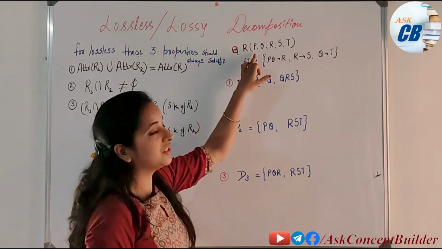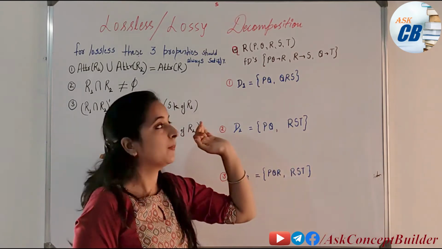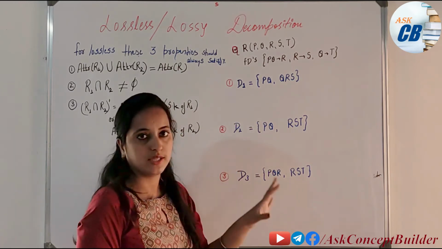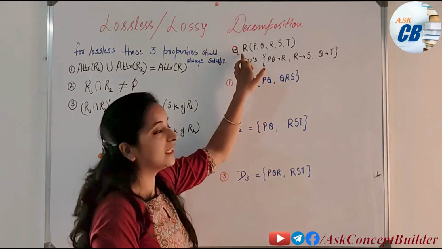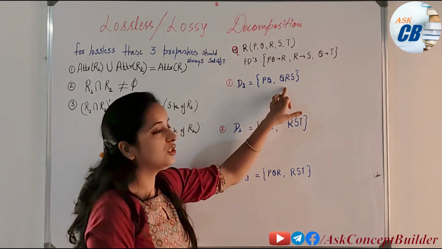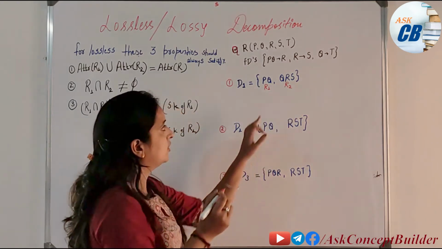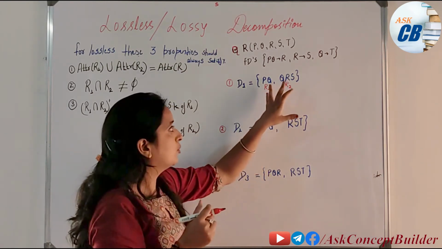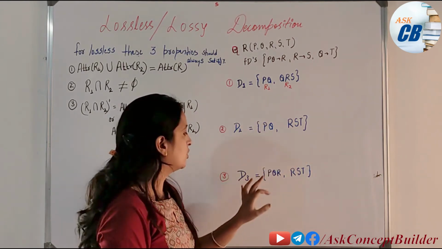So see, this is one relation given, PQRST, and these are the functional dependencies given. Now these decompositions are given: D1, D2, D3. So these are the examples. Now this D1: our relation R is decomposed into two smaller sub relations, PQ and QRS. You can take it that this is your R1 relation and this is your R2 relation. In R1 you have the attributes PQ, and in R2 you have QRS. So it is decomposed into two sub relations. In the same way, in D2 also, this is R1, this is R2, and in D3, this is R1, R2.